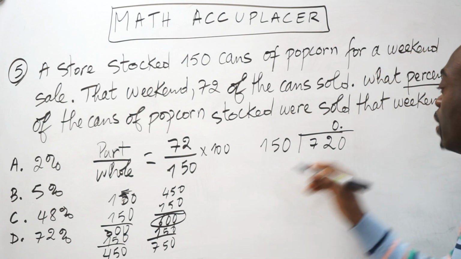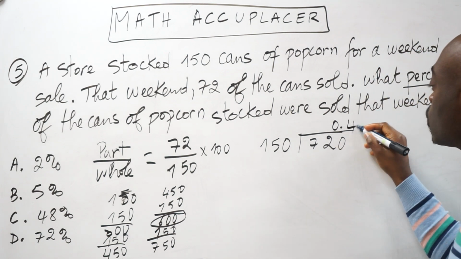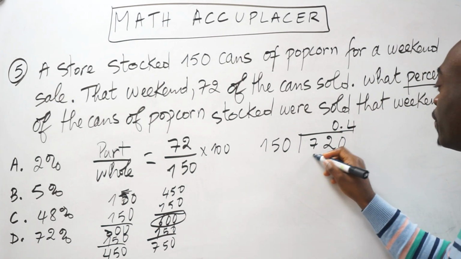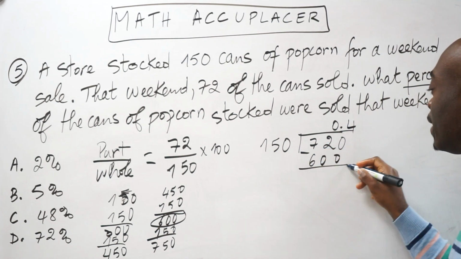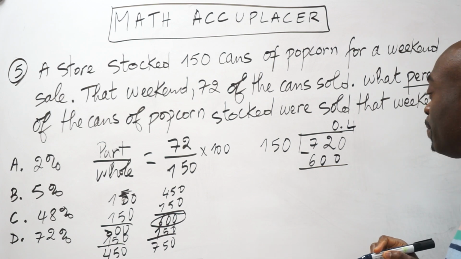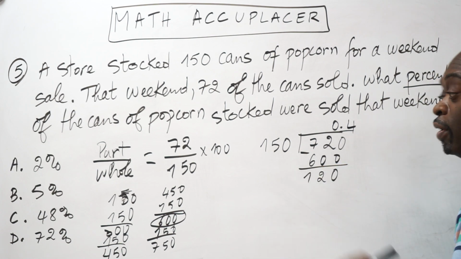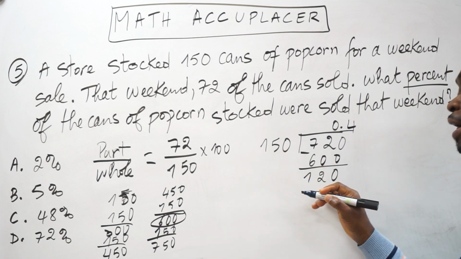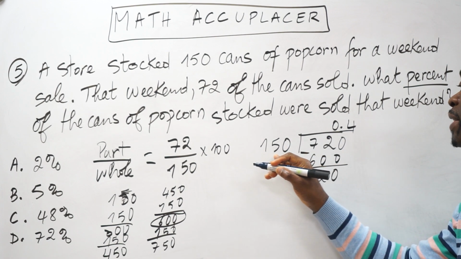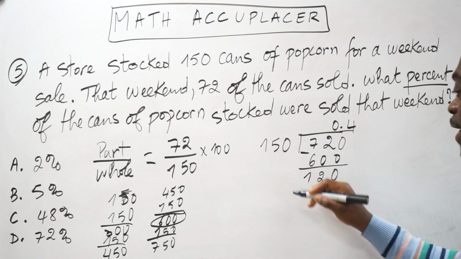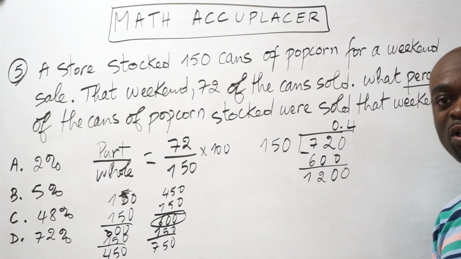So let's go at it. It's going to be 4 times. 4 times 150 is going to give us 600. Now you subtract it. 720 minus 600 will give us 120. Now we compare 150 and 120. How many times can 150 go into 120? It's higher than this one, so we add 0 to this one.